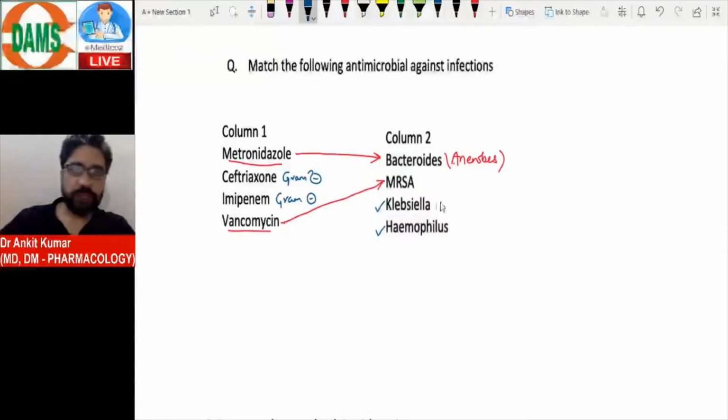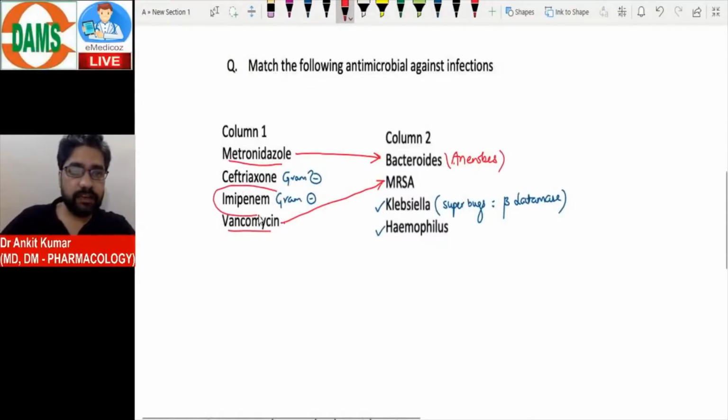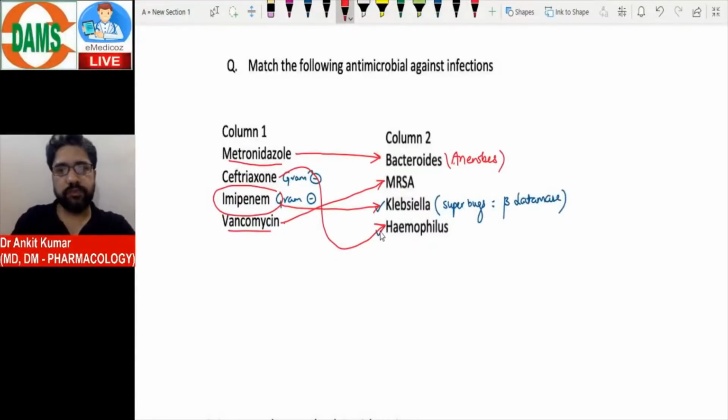Klebsiella is known as a very resistant bacteria. Resistant bacteria are known as superbugs, because they produce an enzyme known as beta-lactamase, and beta-lactamase degrades beta-lactams. Ceftriaxone is one of the beta-lactams. Hence, for beta-lactamase producing bacteria like Klebsiella, the drug of choice is imipenem. So what option is remaining? Ceftriaxone, which is given for Haemophilus influenzae. As simple as that.